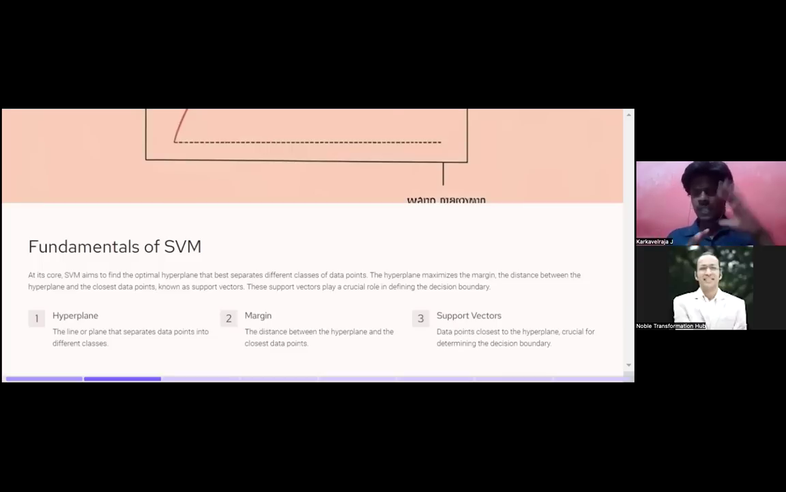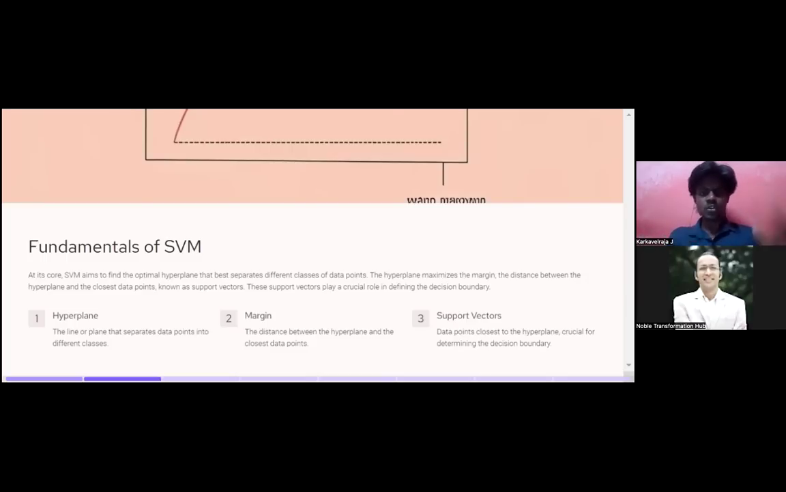So we will have a hyperplane, and using the hyperplane, they will classify the classes. Hyperplane: the line or plane that separates data points into different classes. That is called the hyperplane. Margin: the distance between the hyperplane and the closest data points, the left data point and also the right data point. That is called the margin. Support vectors: data points closest to the hyperplane. Crucially, those are crucial for determining the decision boundary.